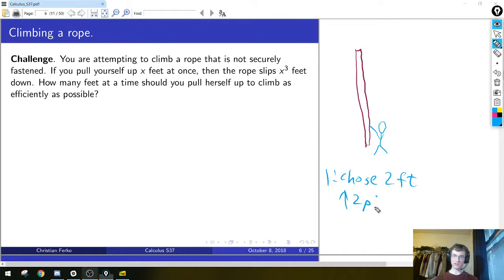Then you move upwards by 2 feet, but the rope is not securely fastened. Since you chose to go up by 2 feet, the rope is going to slide down by the cube of that number of feet. So you go down by 8 feet. At each time you pick how much you want to go up by, and then you slide down by the cube of that. So if that's true, what number x should you pick? What should your strategy, your move be, to go up the rope to climb as quickly as possible? What should we do?